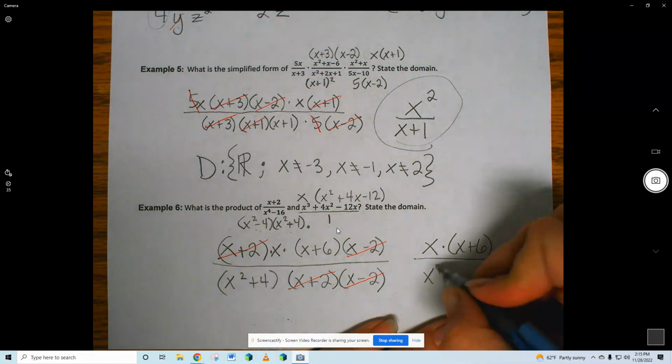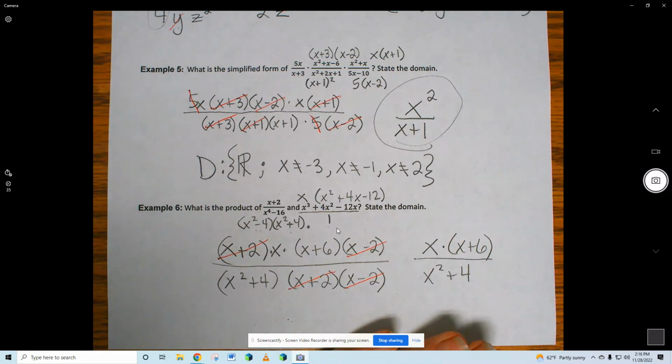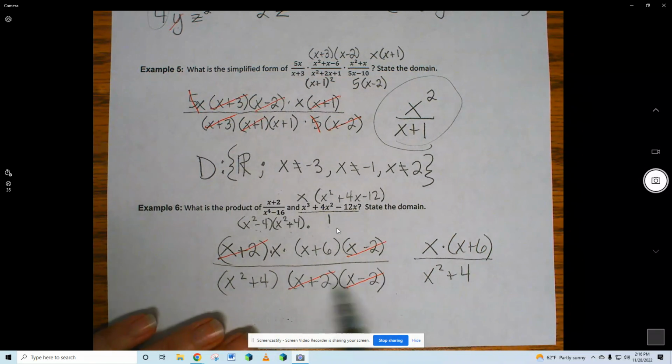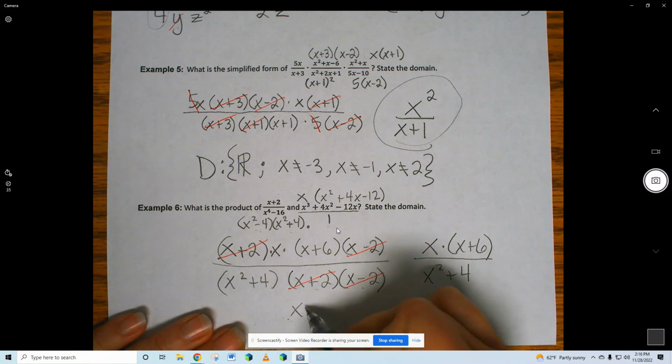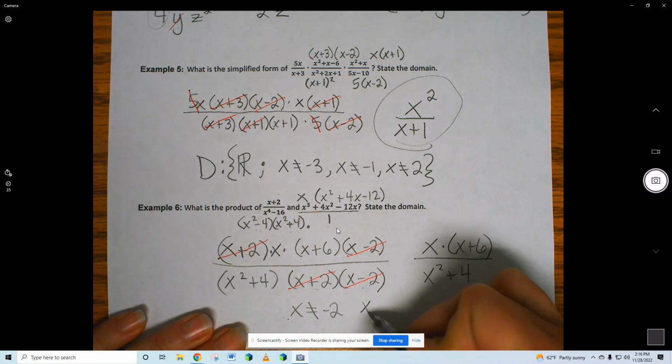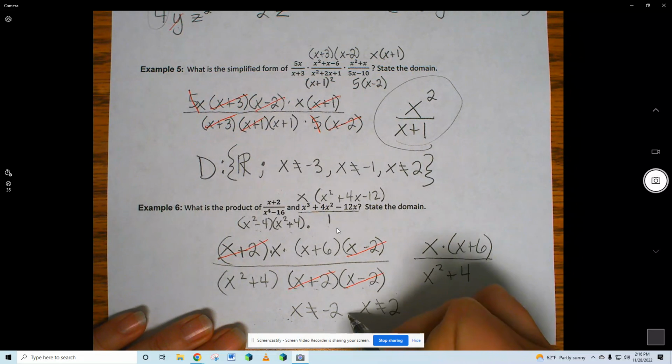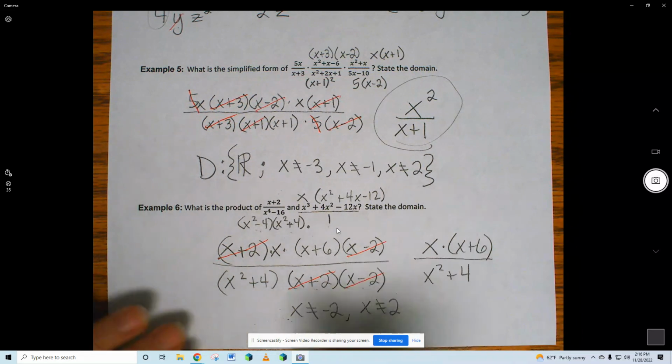Okay, my denominator has x squared plus 4. I'm not going into imaginary numbers. So I need to look back at this x plus 2, x minus 2 for my domain. X cannot be negative 2. X cannot be positive 2. We're not going into imaginaries.